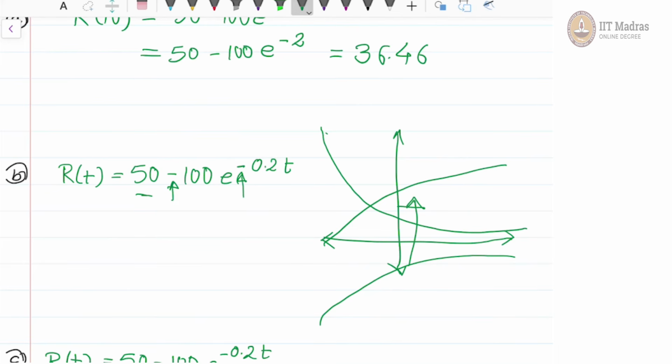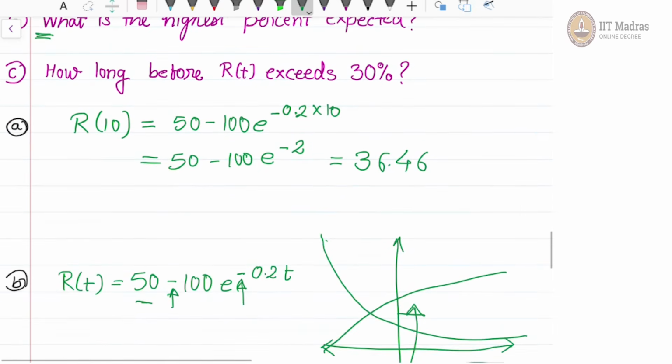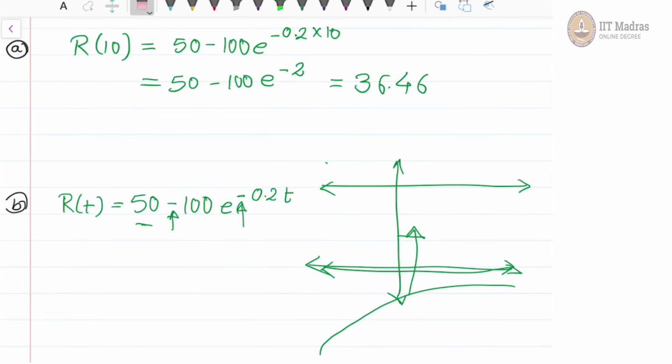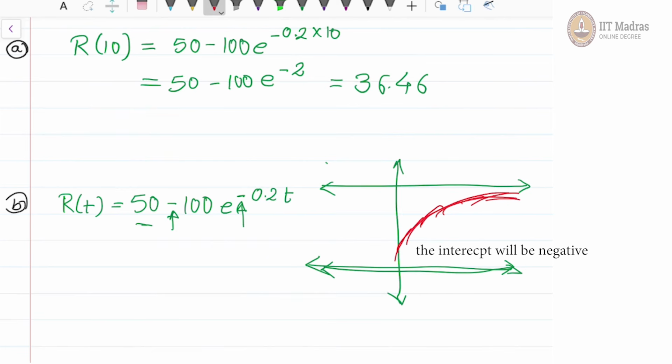Now you just apply your knowledge to find the highest percentage expected. In this case, the horizontal asymptote over here is shifted by 50 units, and the graph, let me clear up the image. You can use your graphing tool also and verify that this is the graph. So the graph will look somewhat like this, and it will asymptotically reach 50 units. Okay, so the highest percentage that is expected will be 50%. It will not exceed 50% based on the graphical analysis.